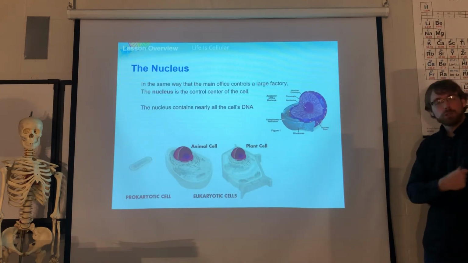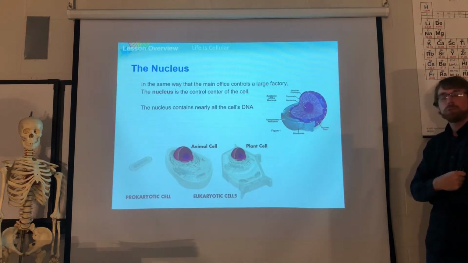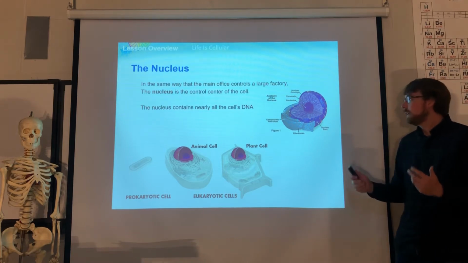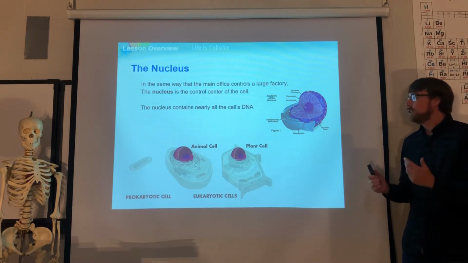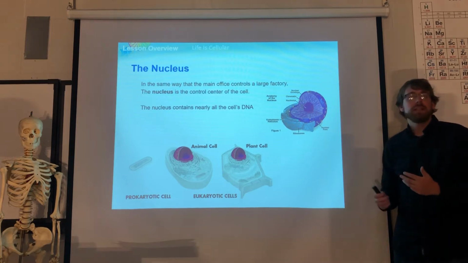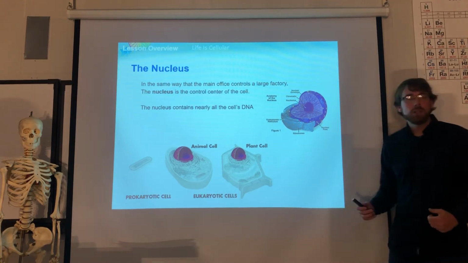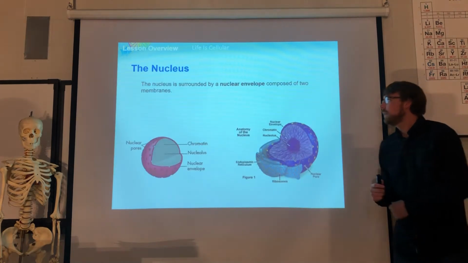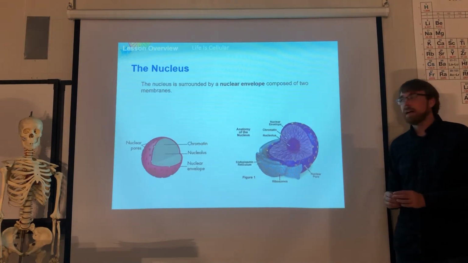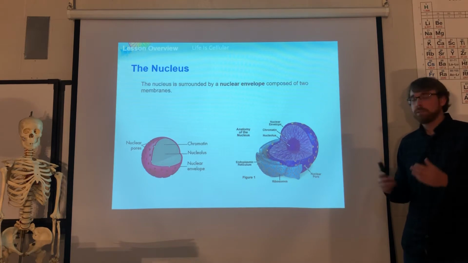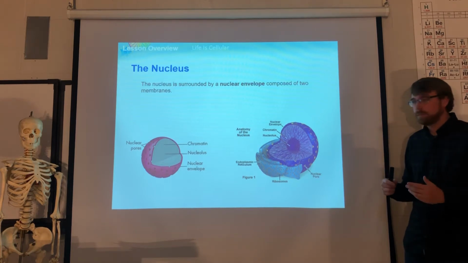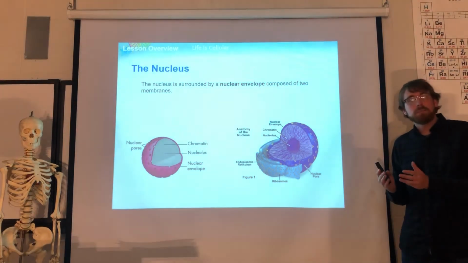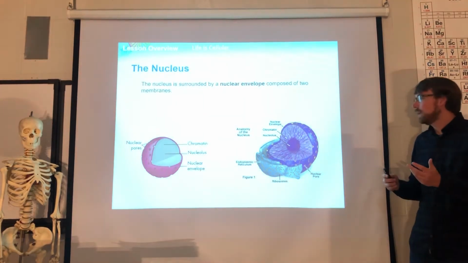So the first structure we're going to talk about today is the nucleus. It is the largest, most easily identifiable structure in a eukaryotic cell. The nucleus is a control center. It contains nearly all of the DNA. The nucleus is surrounded by a nuclear envelope, which is made of two membranes. So just like your cells have a membrane, the nucleus has a membrane. It actually has a double membrane.